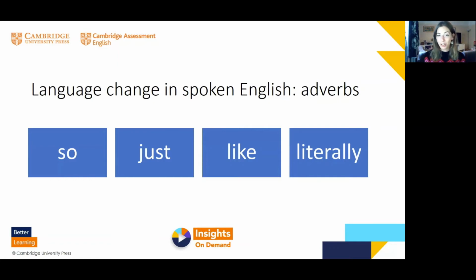I'm interested to hear your intuitions about this one. Which adverb from the ones on the screen do you think has increased in frequency the most? Is it so, just, like, or literally? I'll give you a second, and if you're joining us live, then do add your answers into the chat.